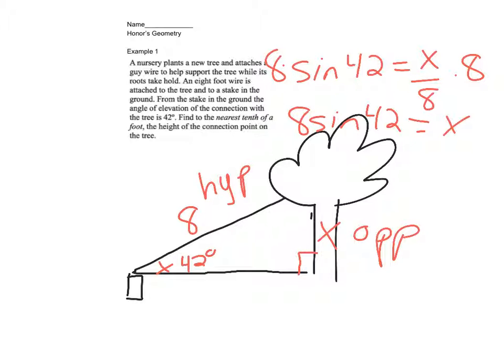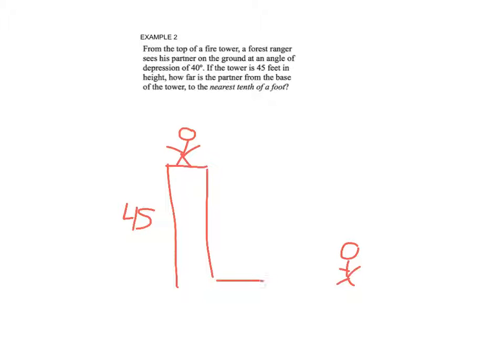Okay, let's look at example 2. So we have a tower, and we have a forest ranger looking at his partner on the ground. We have a person standing on the tower looking down at a person on the ground. The tower is 45 feet, so this is 45 feet. How far is the person from the base of the tower? So that would be this distance down here. So my triangle is right here.